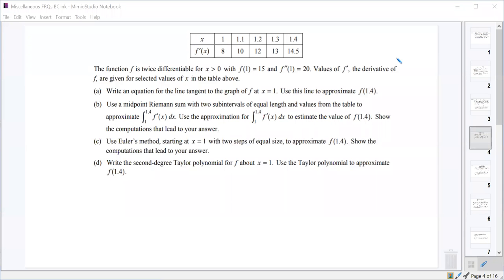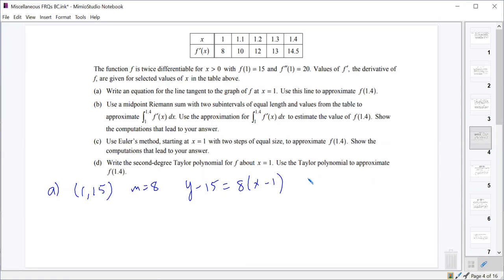So first off, they want us to write an equation for the line tangent to f at x equals 1. To do that, for writing a tangent line equation, we need a point, which is the point (1, 15), since they give us that. And we need a slope, which should just be 8. So we should just be able to write y minus 15 equals 8 times x minus 1. If you want to distribute or bring the 15 over, you're welcome to, but not required.